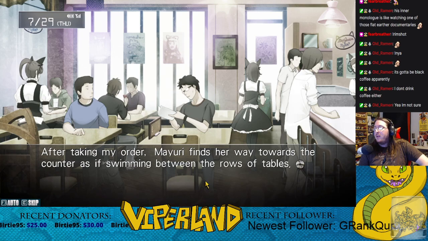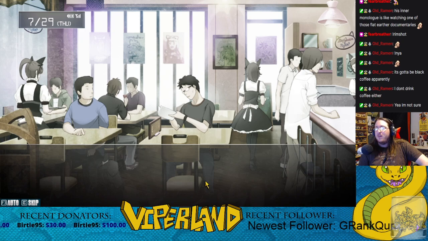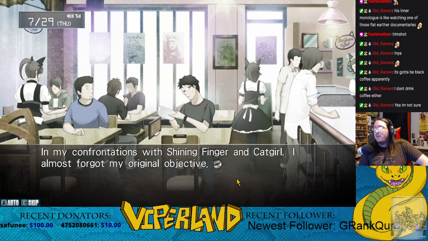After taking my order, Mayuri finds her way towards the counter as if swimming between the rows of tables. I hope she doesn't trip. So what did you need? Daru asked without getting up from the table. That's right! In my confrontations with Shining Finger and Catgirl, I almost forgot my original objective.